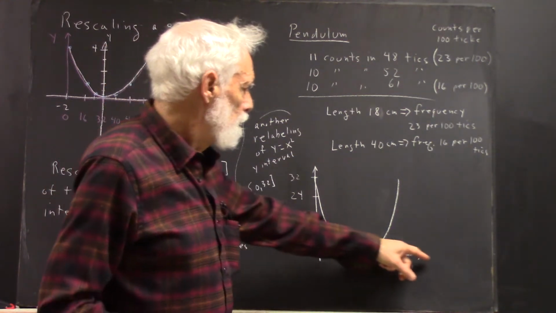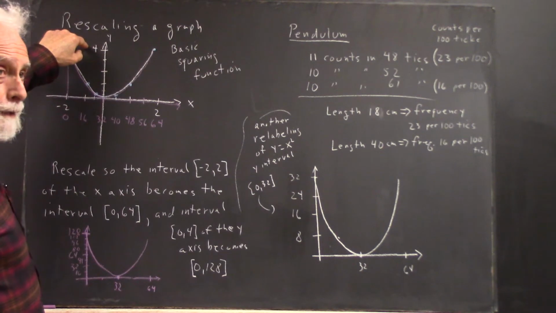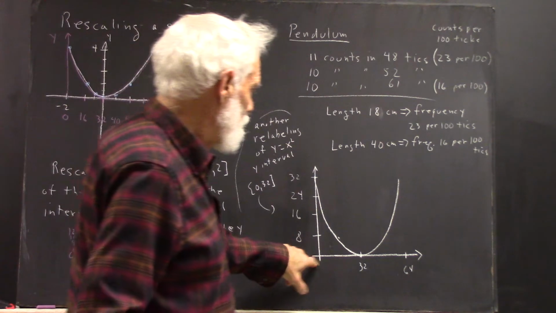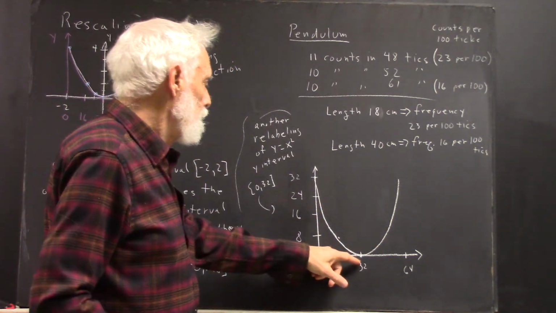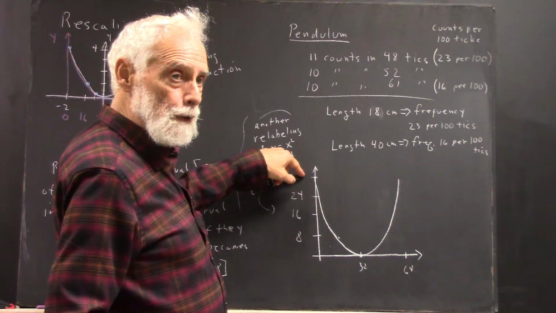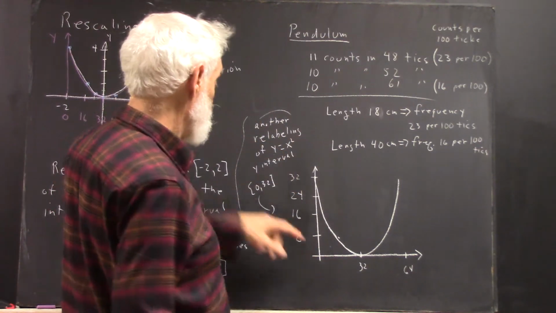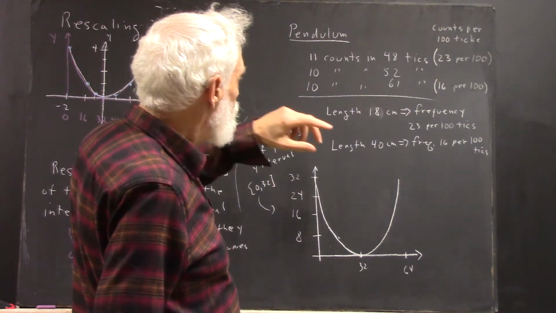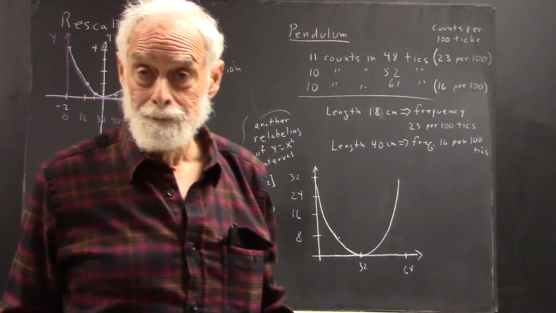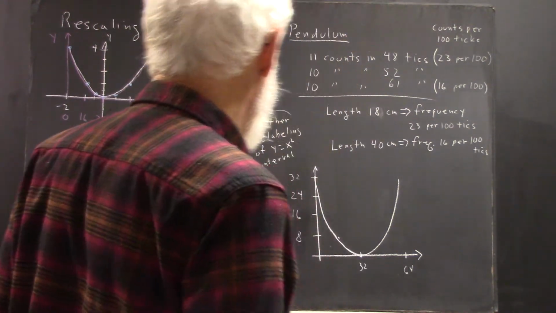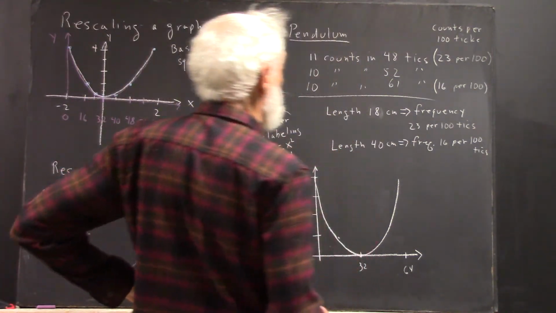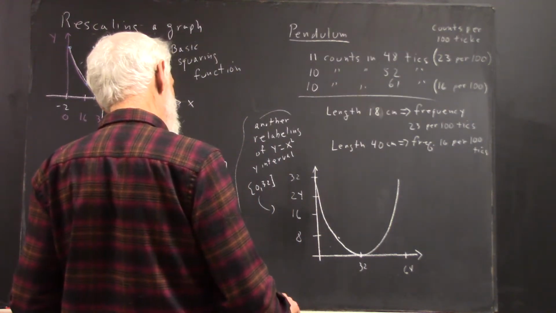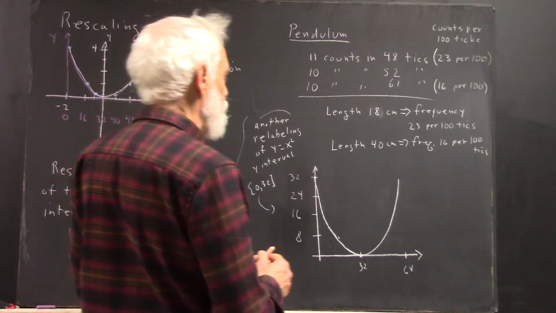I've rescaled the basic squaring graph once more. Same scale that I used before for the x, but a different scale for the y. The interval from 0 to 4 becomes the interval from 0 to 32. Okay? Now I want to plot one of these points on the graph. Actually, I'll plot both points on the graph. Let's see how close the points come to this graph. They aren't expected to work all that well, but let's see.